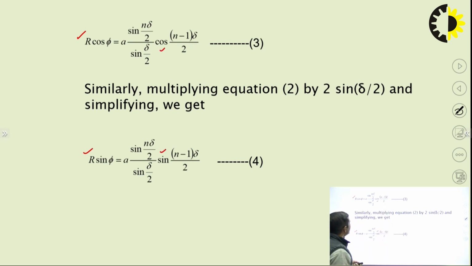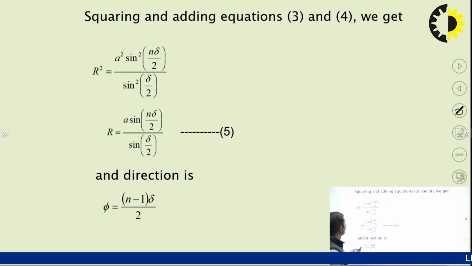By dividing equations 3 and 4, or if we want to find the resultant amplitude, that means the value of R, we square and add equations 3 and 4. By squaring and adding, we get R square, which will be in this form: R square equals A square sin square n delta by 2 upon sin square delta by 2. So the value of R, if you take the square root, will be A sin n delta by 2 upon sin delta by 2.